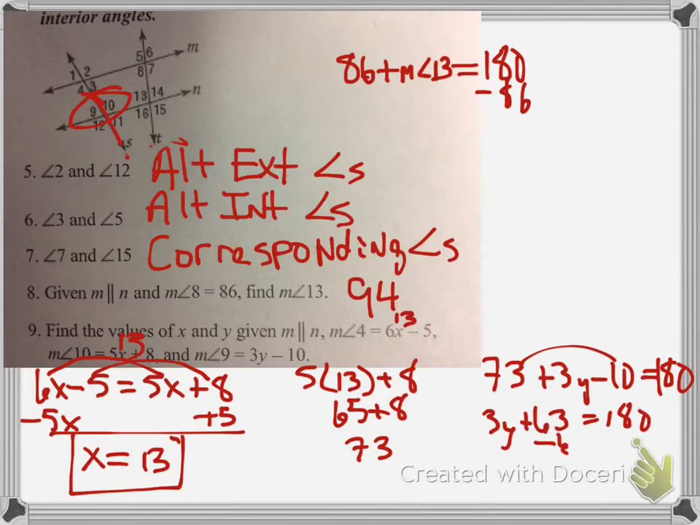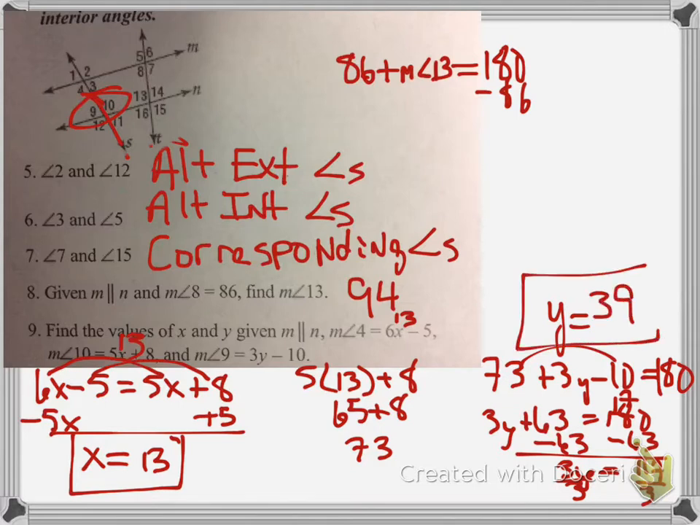So then I can subtract and then divide. So here I've got 117 divided by 3, and so y is equal to 39. Okay, so y is 39 and x is 13, and that's basically how you would figure that out. Alrighty?